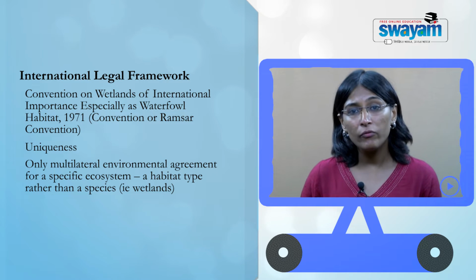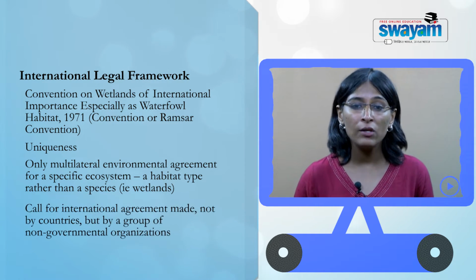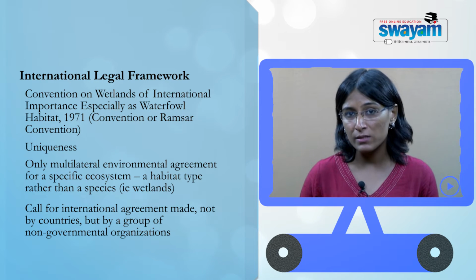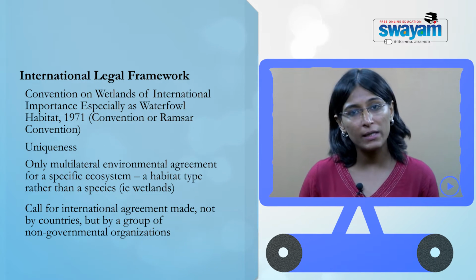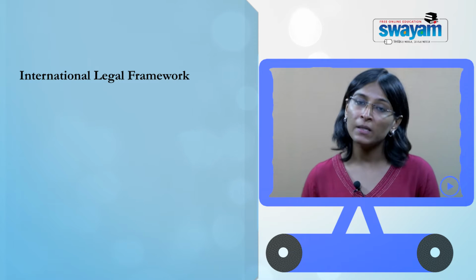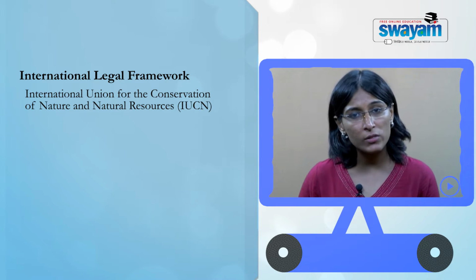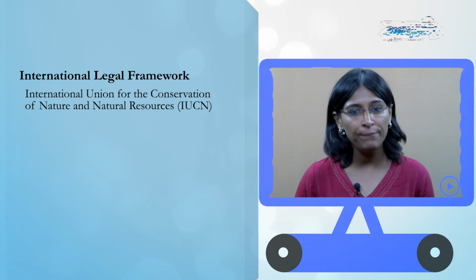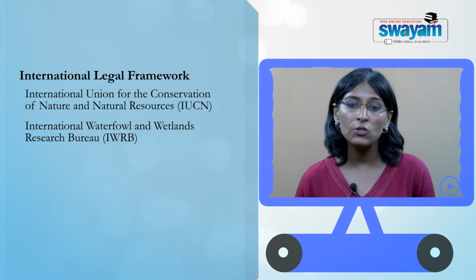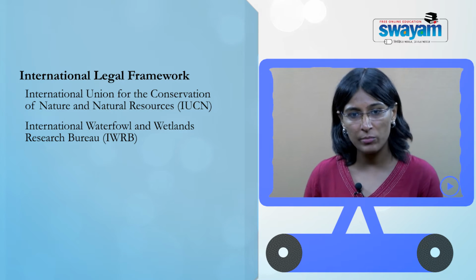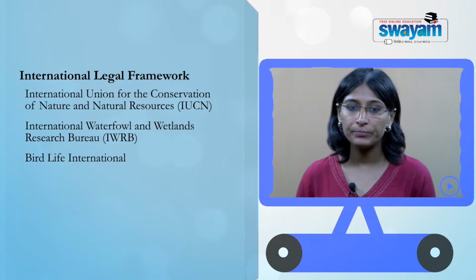The other important feature of the Ramsar Convention is that the call for the convention was not made by countries in the first instance, but rather by a group of non-governmental organizations which comprised the International Union for the Conservation of Nature and Natural Resources, also known as the IUCN, the International Waterfowl and Wetlands Research Bureau or the IWRB, and an NGO known as BirdLife International.